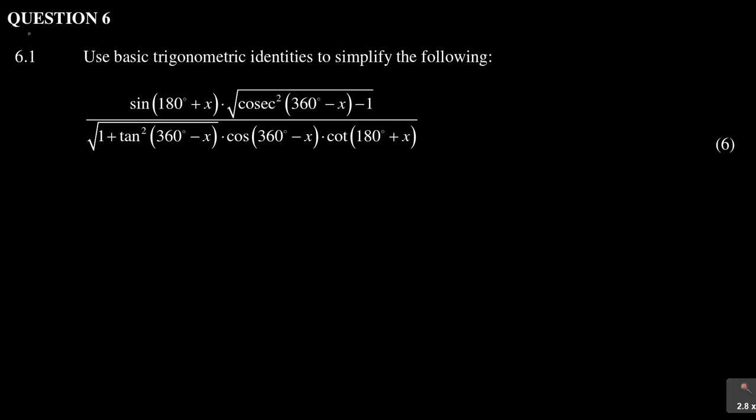Now let us look at question number 6, and we are starting with question 6.1. Question number 6 usually focuses on trigonometry and all the aspects of trig, and we are going to see which sections the examiners focused on in this whole section of trigonometry of Mathematics N3. The first question is 6 marks, and it says use basic trigonometric identities to simplify the following.